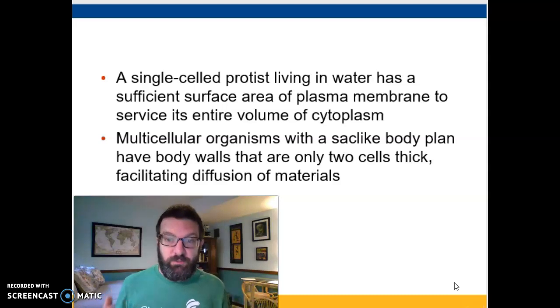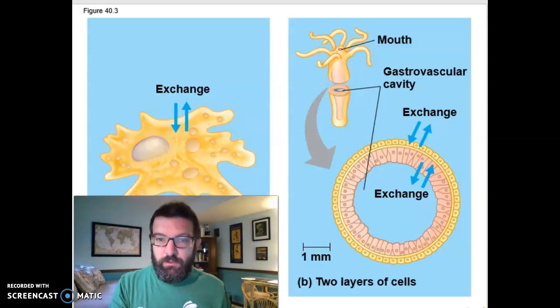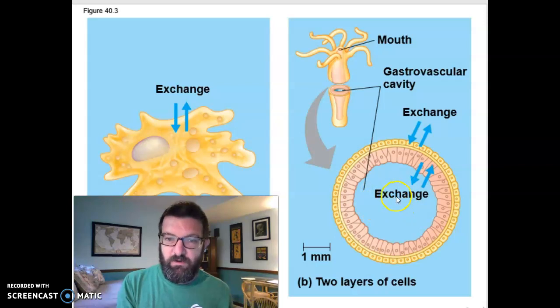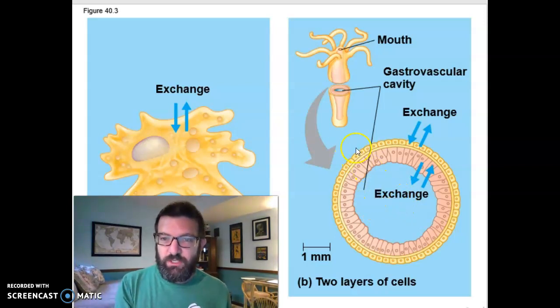Some animals do it by remaining relatively small, having body walls that are only 2 cells thick, and having sort of a sac-like body plan. So let's look at a picture here. So our amoeba is having no trouble at all with exchange, but our hydra here is a little bit bigger. These are still pretty small, but they're much bigger than a microscopic amoeba cell, and they are only 2 cell layers thick, and they have a mouth, sort of, right, an opening that allows food to come into the middle, this gastrovascular cavity, and that allows them to have exchange here in terms of fuel and building blocks. And they can exchange gases, right, oxygen and CO2, on both ends.